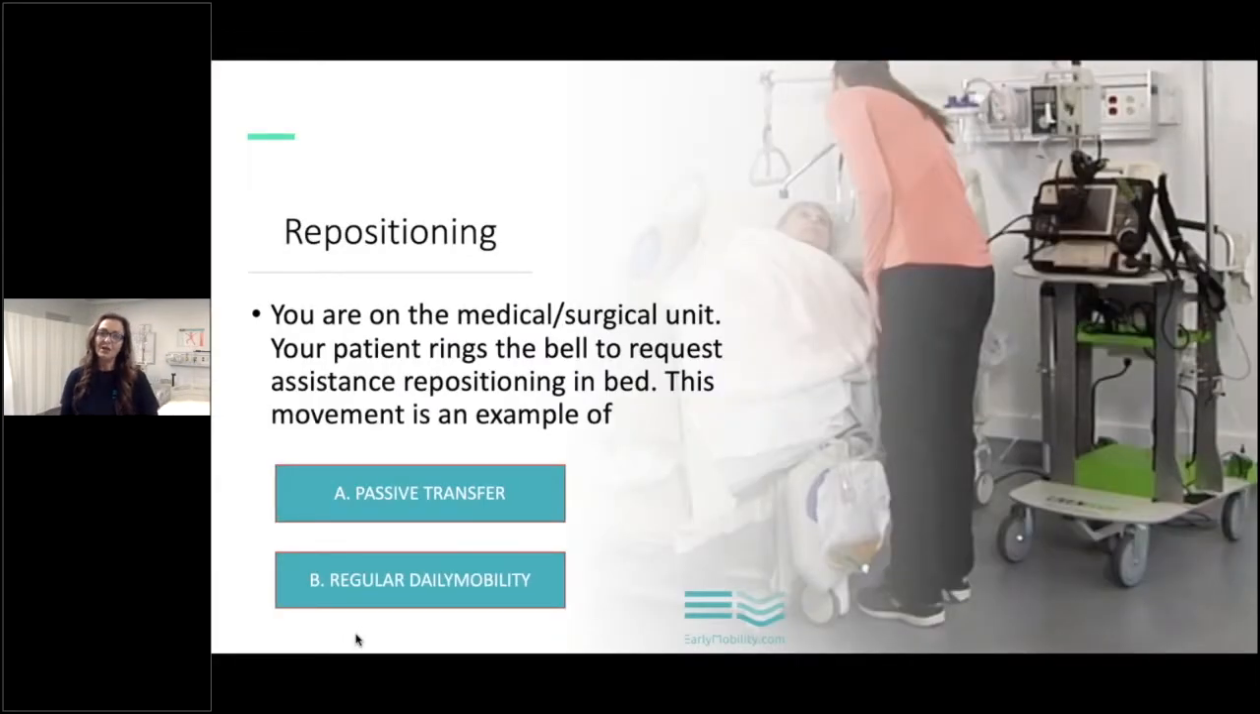What about this one? You are on the medical surgical unit. Your patient rings the bell to request assistance repositioning in bed. Which kind of movement is this an example of? Take a couple of minutes and either discuss it with a coworker or think this through on your own. Is this passive transfer or is this regular daily mobility?